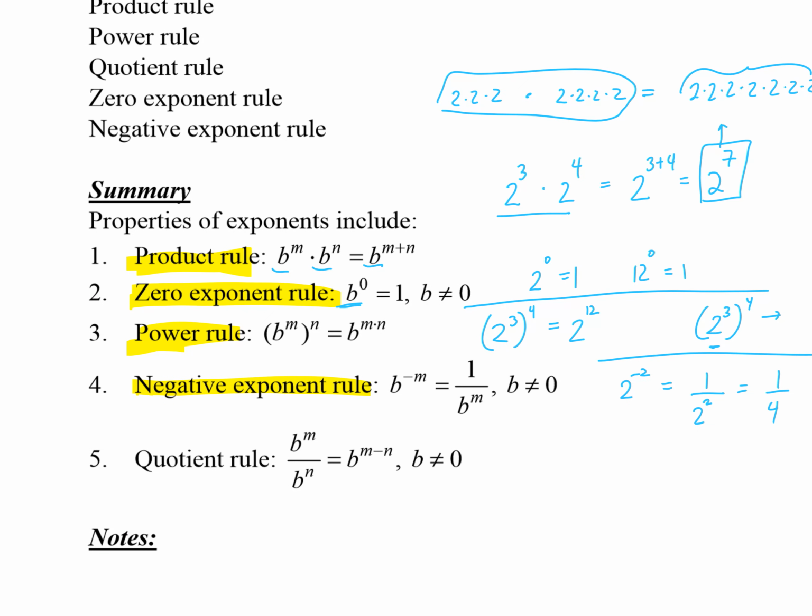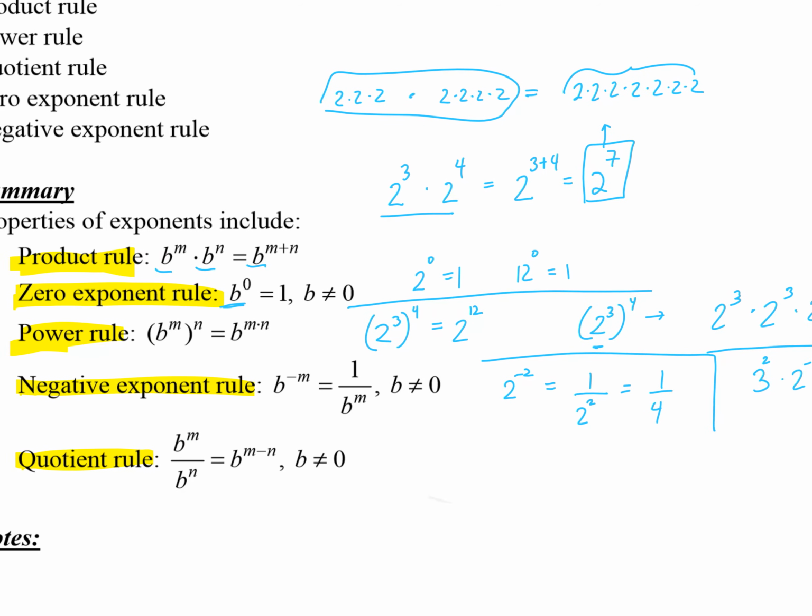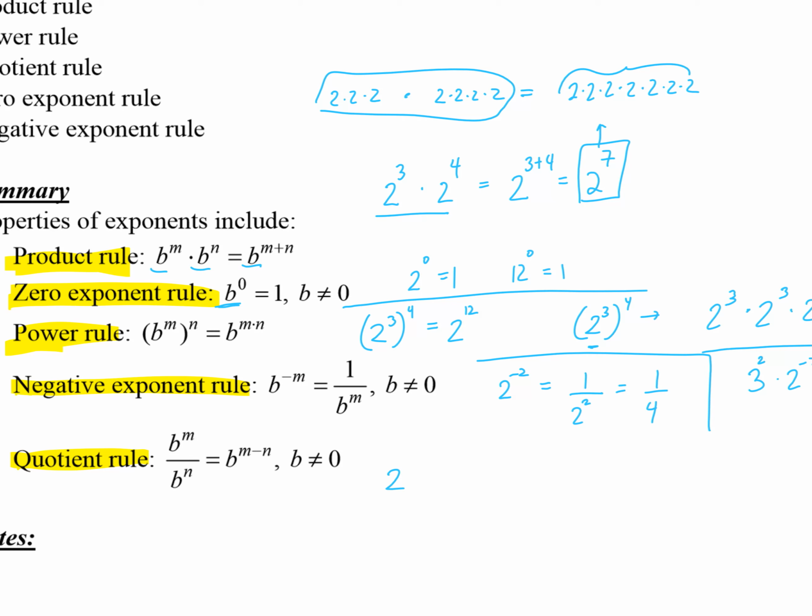And last but not least, the quotient rule for exponents. This one is telling you that if you are dividing exponentials and they have the same base, then you can simply do the shortcut. The shortcut is just subtract the exponents. Okay? Here's a quick example. 2 to the 5th power divided by 2 to the 2nd power. I can just simply subtract 5 minus 2 and get 2 to the 3rd power.